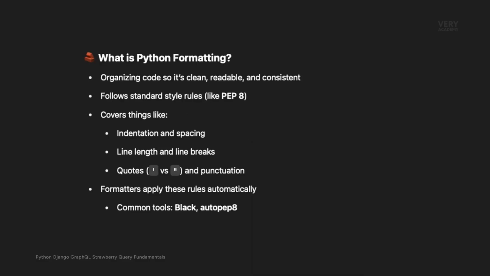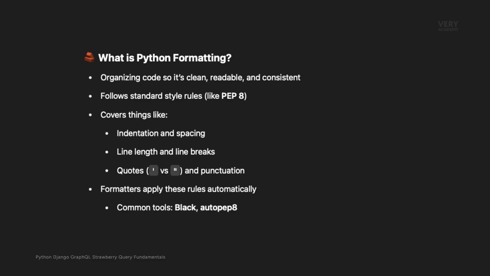Right, so let's start off with what is Python formatting? Simply put, it's about organizing your code so that it's clean, readable, and consistent. So formatters follow a set of standard style rules. In Python, the most common set of rules come from something called PEP 8, a style guide that helps keep code predictable and easy to follow.